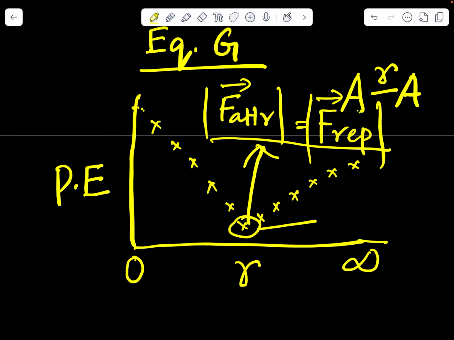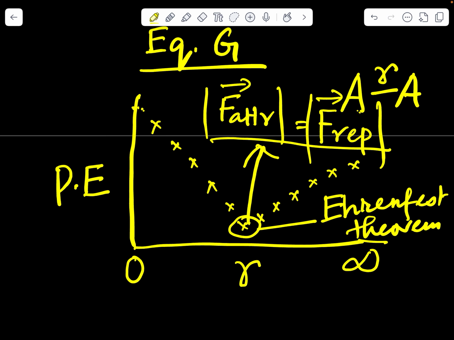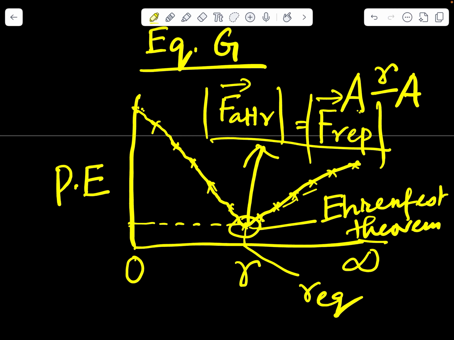and this is a phenomenon, a theorem called Ehrenfest theorem. After this the amount of attraction will decrease, and as a result the energy will increase. Now if you join these points, you see this point belongs to the lowest potential energy, and the corresponding distance is called the equilibrium distance. So this is how we can calculate the bond length of a diatomic molecule.